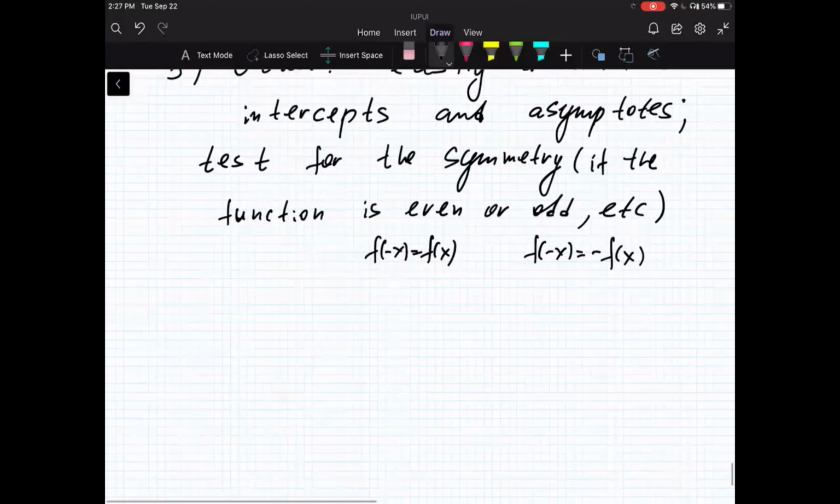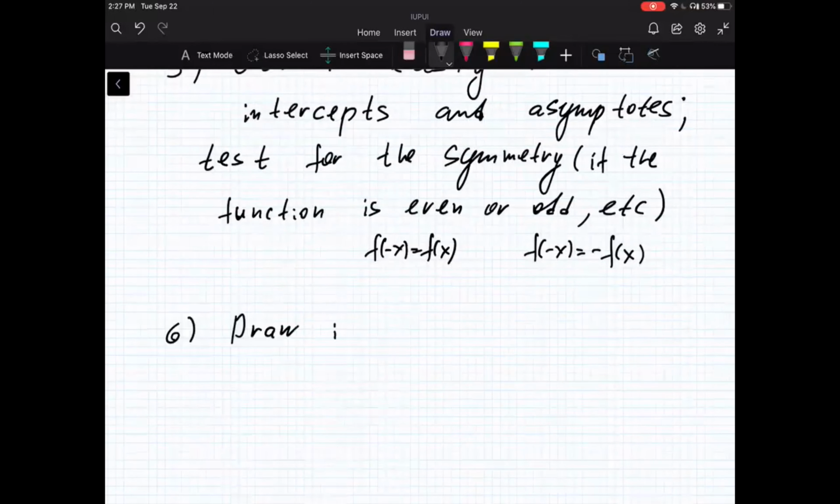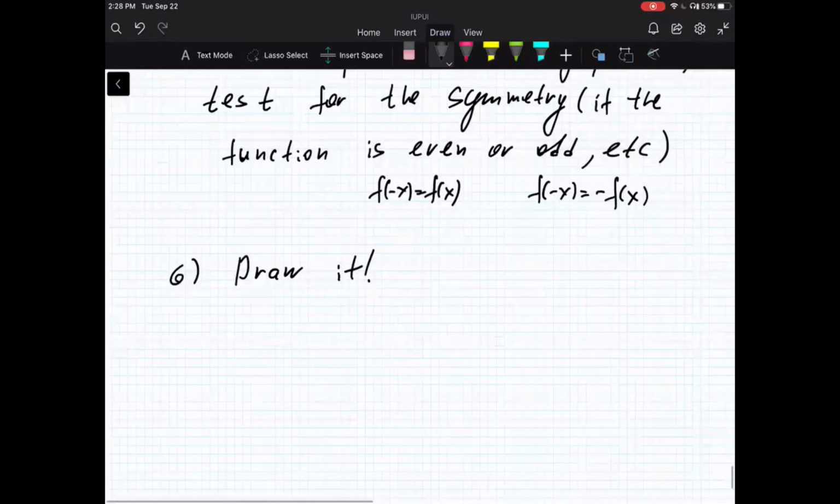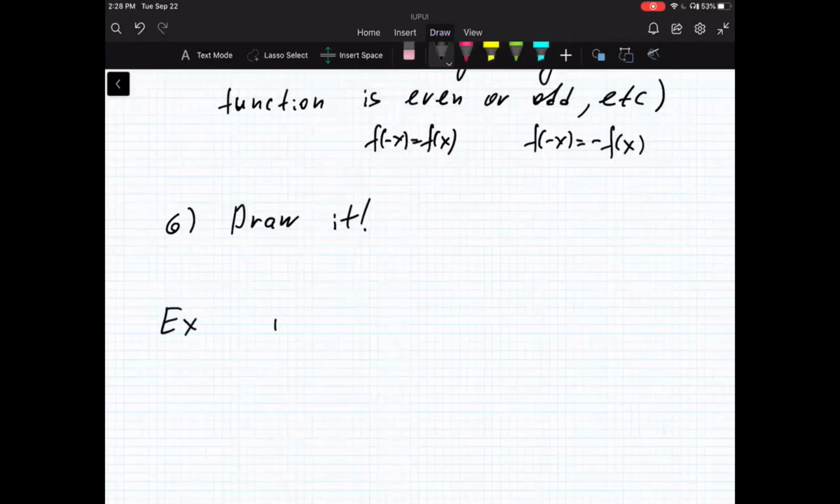Draw it. Basically, put all the information that you have on the graph, all your points that you know, all asymptotes that you have, and try to connect them in a smooth way. Maybe you can calculate some additional points, but this is basically draw it. Let's start with y equals x to the power 4 plus 4/3 x cubed.